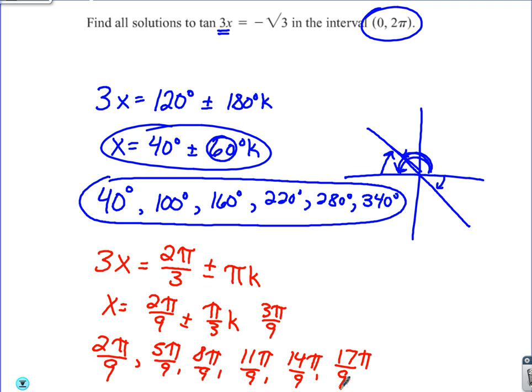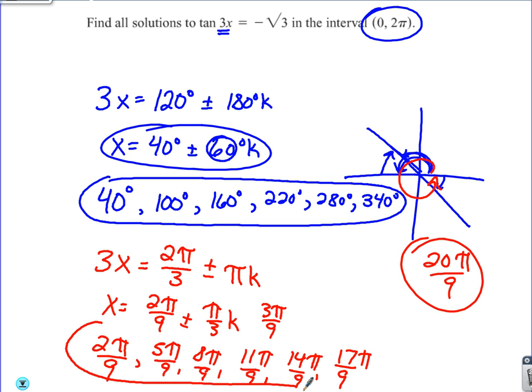Because I noticed something. If I tacked on another 3 pi over 9, that would be 20 pi over 9. Think about that. What's a full rotation? How many pi's? Does everybody notice that's more than 2 pi's? I meant 18 pi over 9 should be 2 pi's. Makes sense? 18 divided by 9 would be 2. So therefore 20 would be bigger than 2. So that's it. That's all of them.